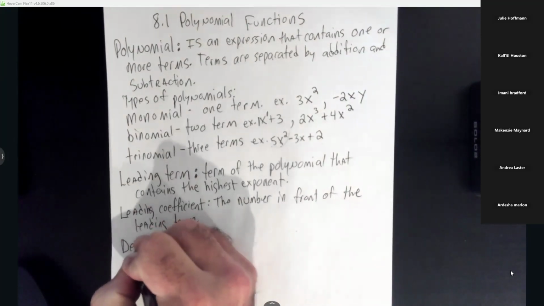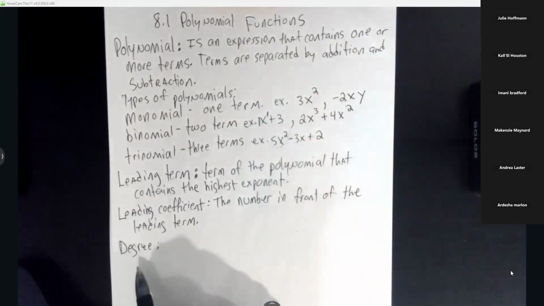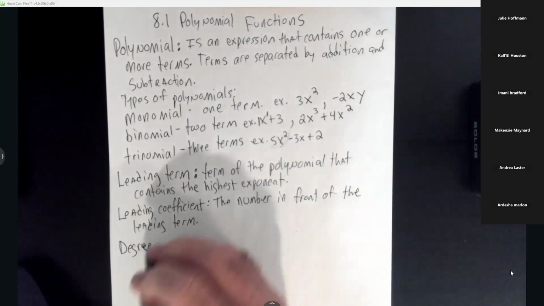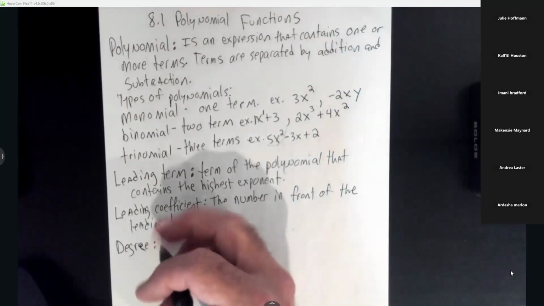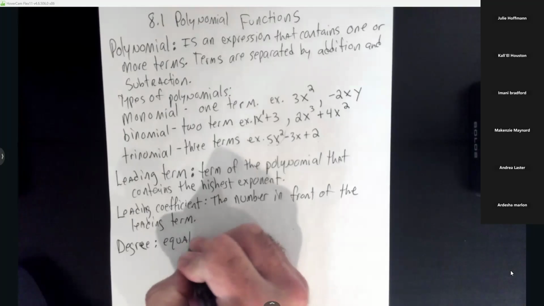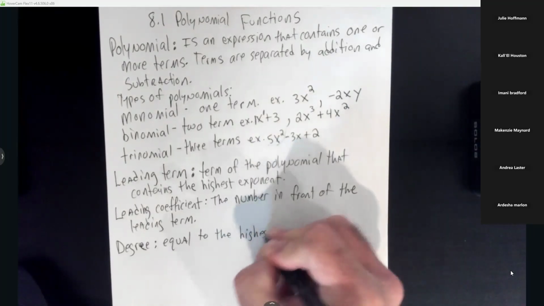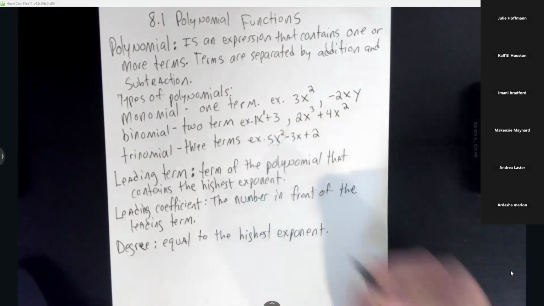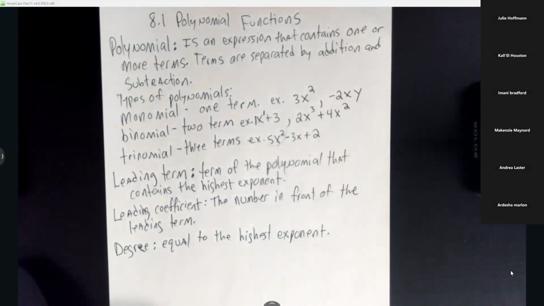All right, y'all, the last definition is what we call the degree. So the degree of a polynomial is equal to the highest exponent. Okay? Equal to the highest exponent.